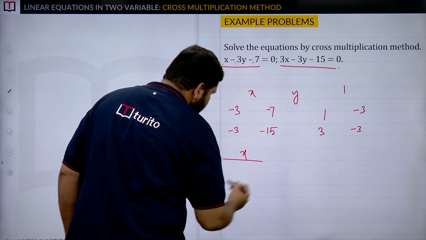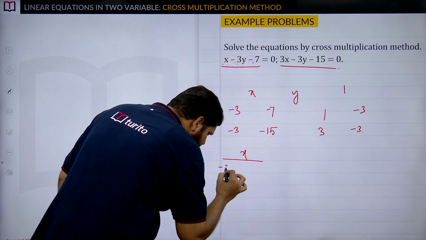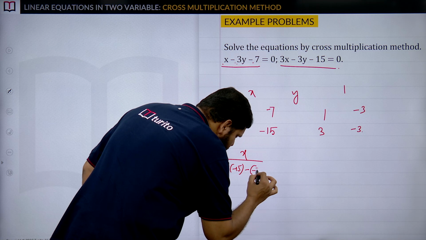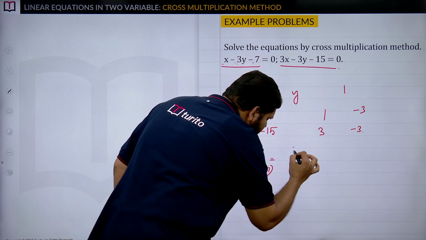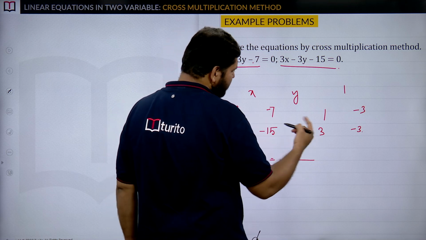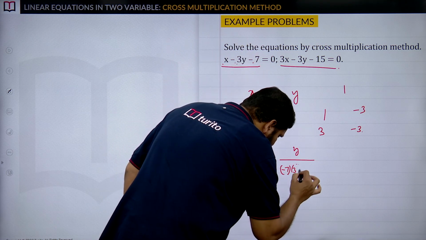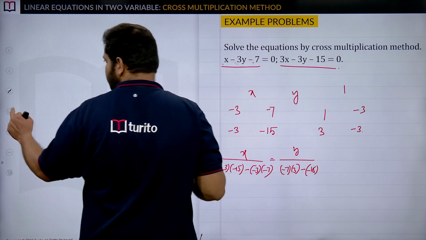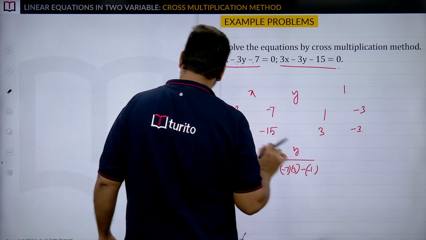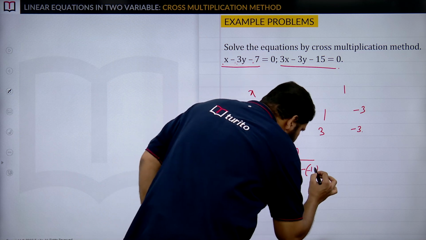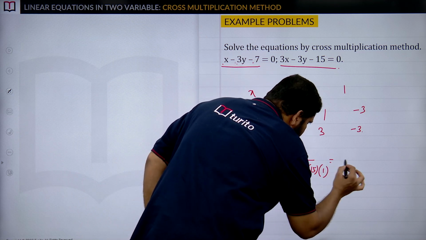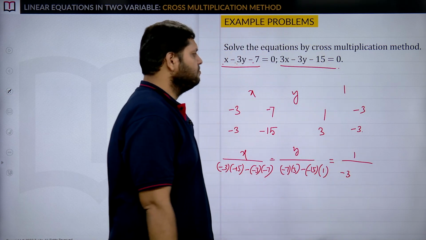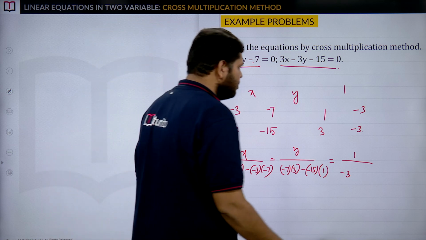So, x divided by, children, minus 3 into minus 15, so write down minus 3 into minus 15 minus minus 3 into minus 7. And y divided by minus 7 into 3 minus 15 into 1. So this is minus 15 into 1, equal to 1 by, so 1 into minus 3. Okay.